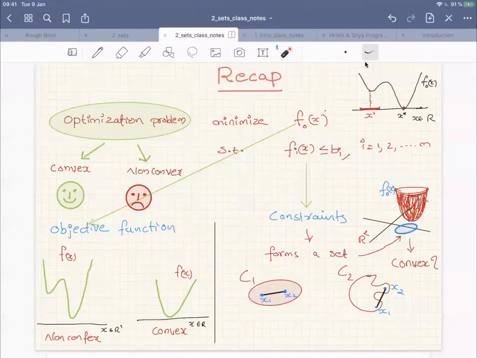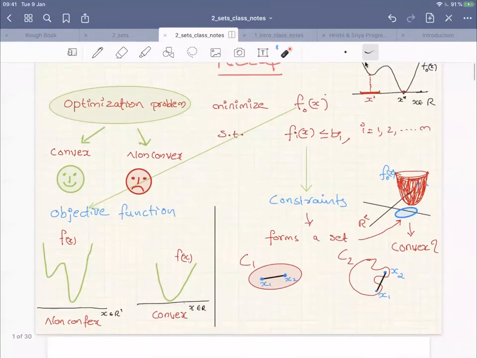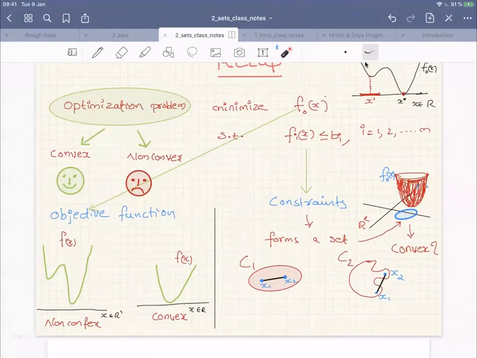But if it's a non-convex problem, then we are sad, because it is very difficult to solve. Sometimes you may be able to solve it by going for certain compromises or relaxations, but in general a non-convex problem is very difficult to solve. We said this very roughly in the last class. Now we are going to study in detail how you can know, given an optimization problem, whether it is convex or not.